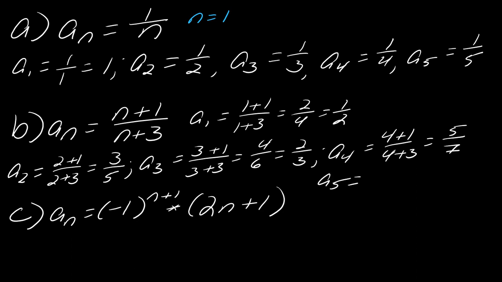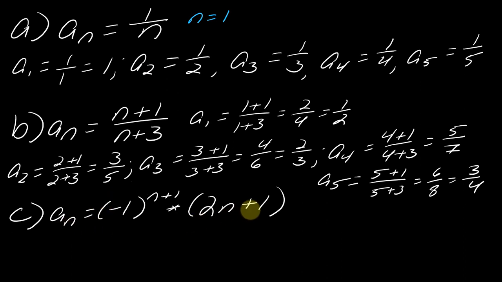And the last term, a sub 5, is going to be 5 plus 1 over 5 plus 3, so that's 6 over 8, so that's 3 over 4. Okay, so these two sequences, I wanted to have everything in front of us so we can appreciate it. You just see that n, you replace it, it's all good. It's a little weird notation, I know, but hopefully that makes sense.